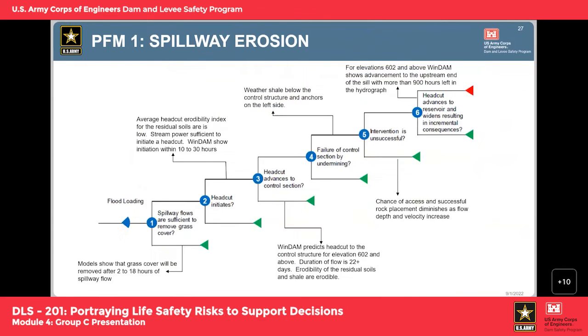So on our next slide, we have the event tree, and the IES team envisioned this failure mode developing by starting with the removal of grass cover 750 feet downstream at the toe area. Windam modeling showed that grass cover would be removed rather quickly when compared to the spillway flow durations, which exceed 22 days. So the team considered the removal of the grass cover to be very likely.